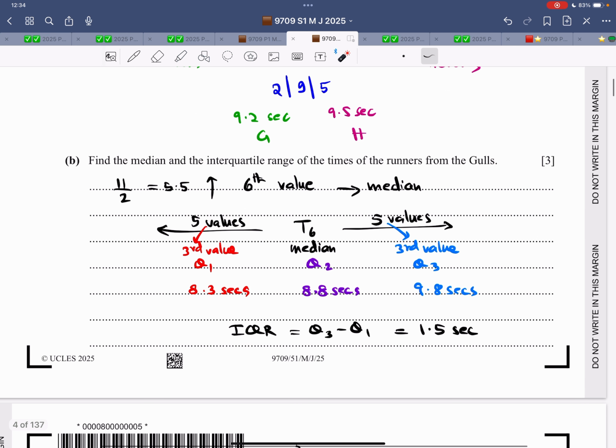So we know the process. 11 divided by 2 is 5.5. Round it up. 6th value, that is the median. The 6th value is in the middle. 5 values are lesser than this. 5 values are greater than this. Out of these 5 values, which is the middle one? So 5/2 is 2.5. Therefore, the third value is the middle one. And out of these 5 values, also choose the middle one. The smaller middle one, that is the lower quartile. The bigger middle one is the upper quartile. And of course, the 6th value, that is the median.